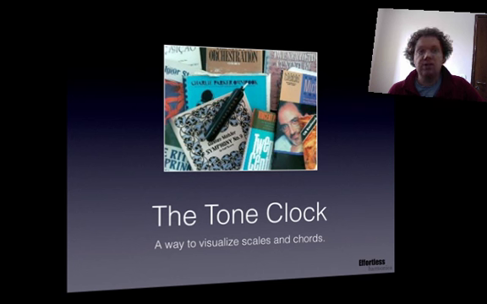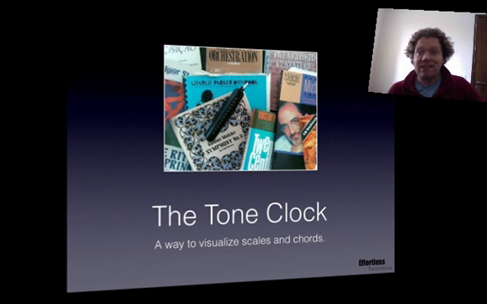And Peter Schat used a graphical system based on the 12 hours of the clock and also based on the 10 triads that are possible in our tonal system. And that graphical representation he used to compose, as a basis for his harmonies and melodies. And that's how the idea about the tone clock started for me.